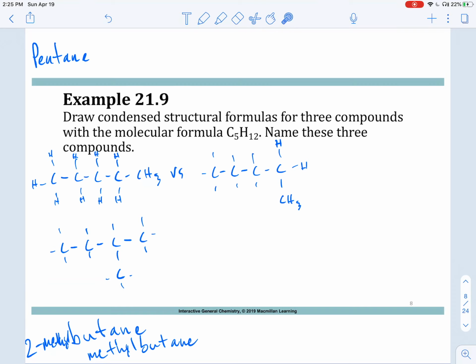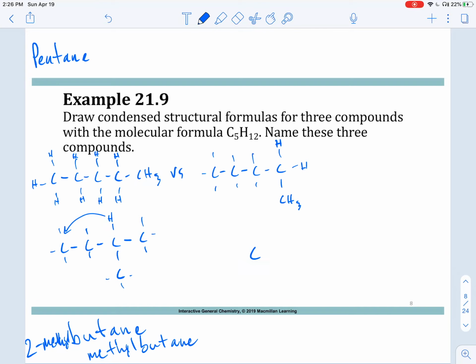Finally, what's the last one we can actually draw? If I moved this bond here, remember that's actually the same compound. Like I said, it would still just be methylbutane. So I can't move this methyl group here. The only thing that I can do then is think about this group. I can replace this hydrogen with this methyl group. So I can move this bond to the centerpiece.